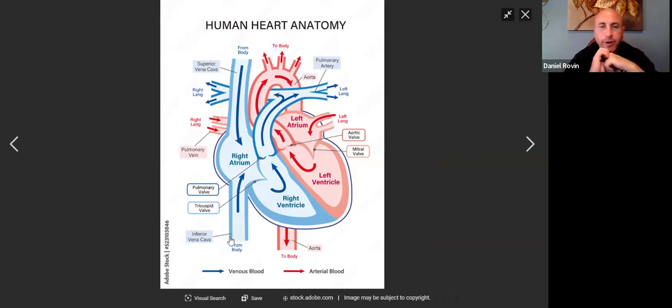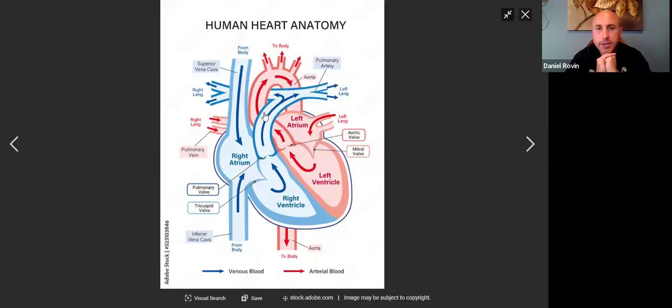Always notice the direction of arrows. If the direction of arrow is going into the heart, it's venous. Okay, I don't care if it's red or blue. These red arrows are coming into the heart. Those are veins. These blue arrows are coming into the heart. Those are veins. But coming out of the heart, if it's going away from the heart, it's an artery. Here's a blue artery. Here's a red artery. But what it is, is outflow.